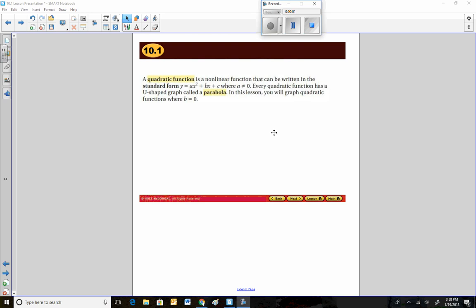Hello class. Today we are going to be learning about quadratic functions. And a quadratic function looks like this. Y equals ax squared plus bx plus c. We've been working on these all through chapter 9. When you graph that function, it will look like a parabola.